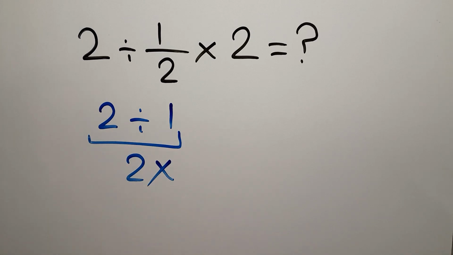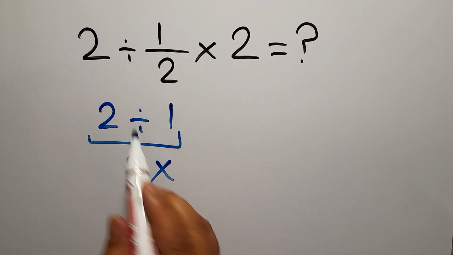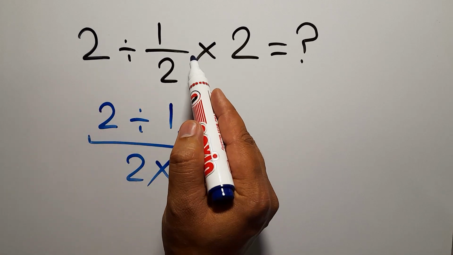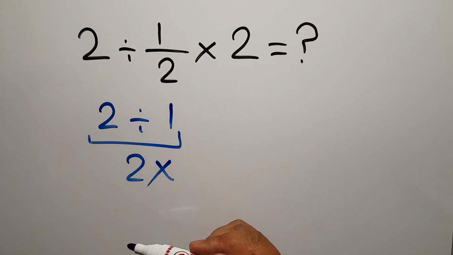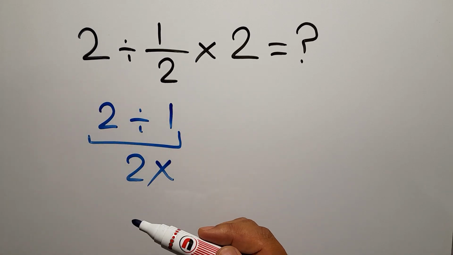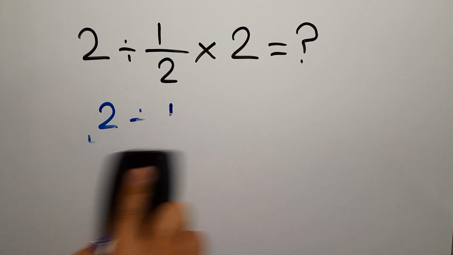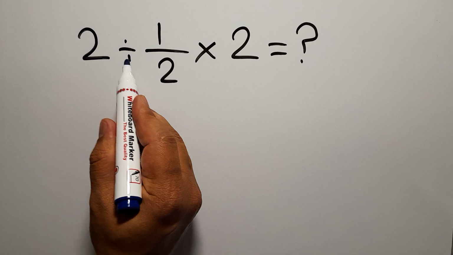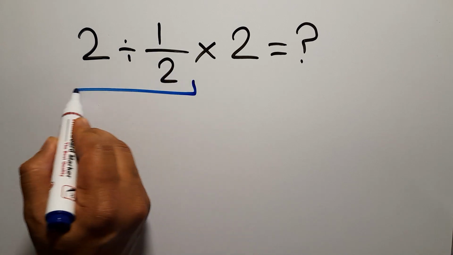But this answer is not correct, because multiplication and division have equal priority and we have to work from left to right. So first we have to do this division, not this multiplication. Okay, let's do it. First we have to do this division, 2 divided by 1 over 2.